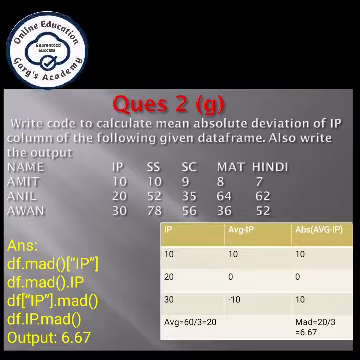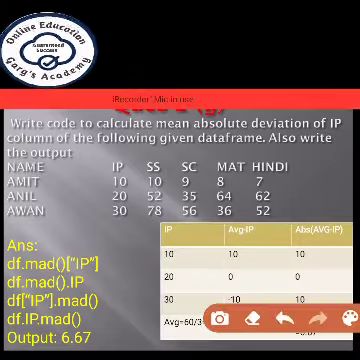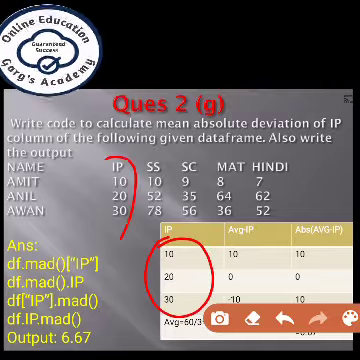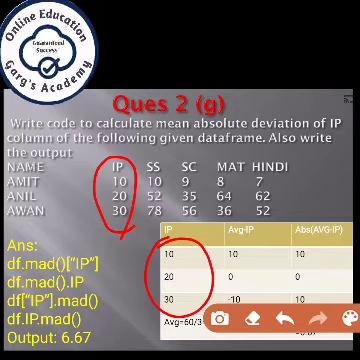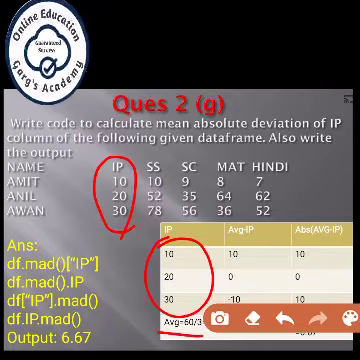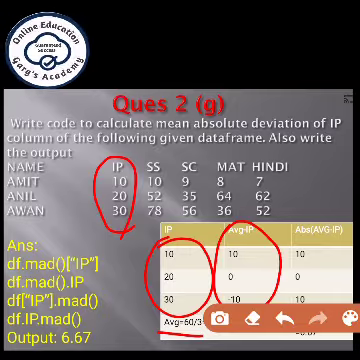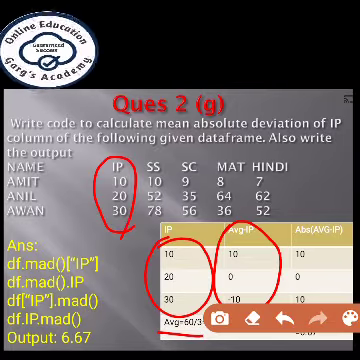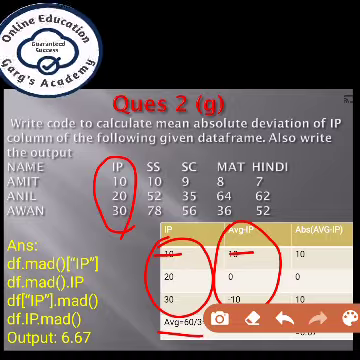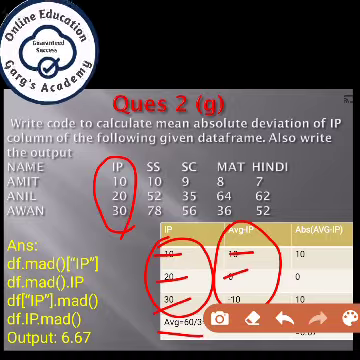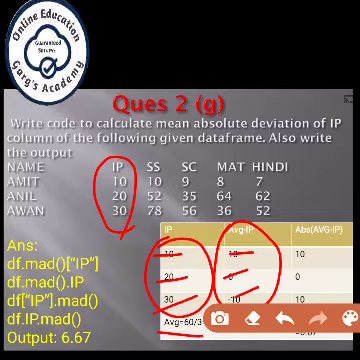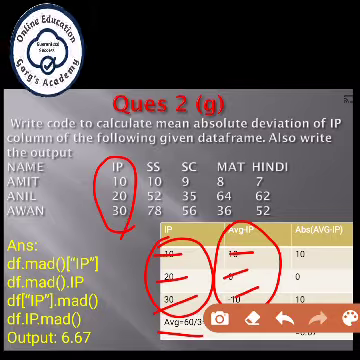Let's see. We have 10, 20 and 30 values in the IP column. So we will write it here. We will find out their average. Average will be 20. After that we will calculate this average minus IP. Means average was 20, 20 minus 10, 10. 20 minus 20, 0. 20 minus 30, minus 10.